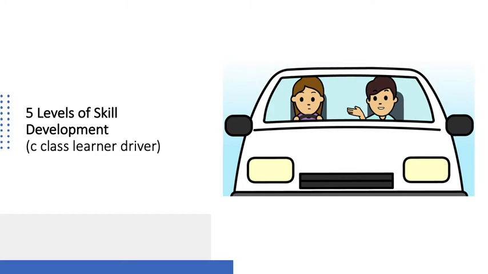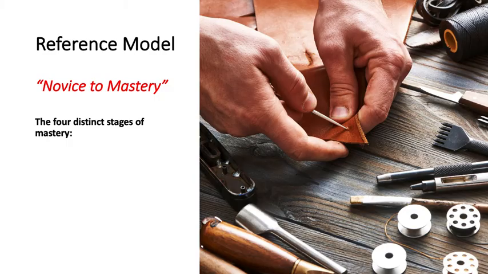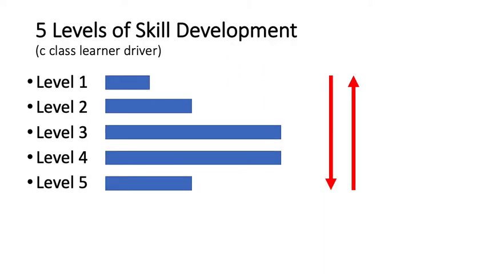There are 5 levels of skill development for C-Class learner drivers. This model is based on the Novice to Mastery model, which has 4 distinct stages of mastery: Novice, Competent, Experienced, and Master or Expert. The reason I have changed this system to the 5 levels is learner drivers, once they get their licence, are not overly experienced, and they're definitely not masters or experts at driving. They're basically starting a new phase of their driving journey and experience. So as a result, it's more applicable to use this system.